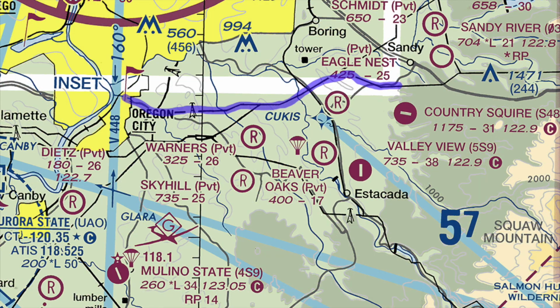Oregon City is a VFR reporting point just north of Mulino State. Power lines are marked on the map, which I've marked in purple here, and extend to the east, going directly past Country Squire. I'll know I'm 4 miles from Country Squire when I cross the Clackamas River, which is also marked on the map here, which I've highlighted in blue. There are also 2 highways, one just past the river, and a second one past the airport.